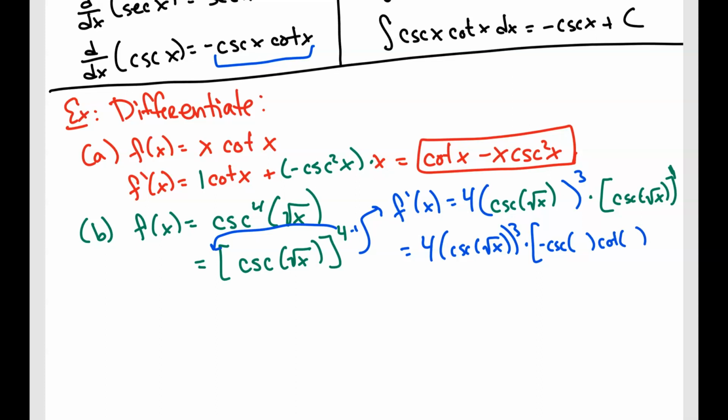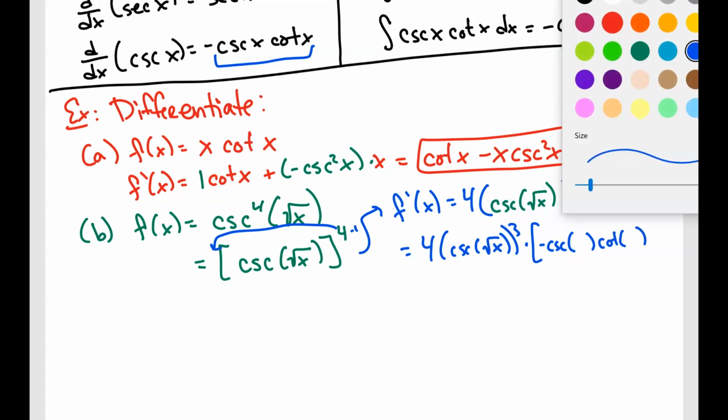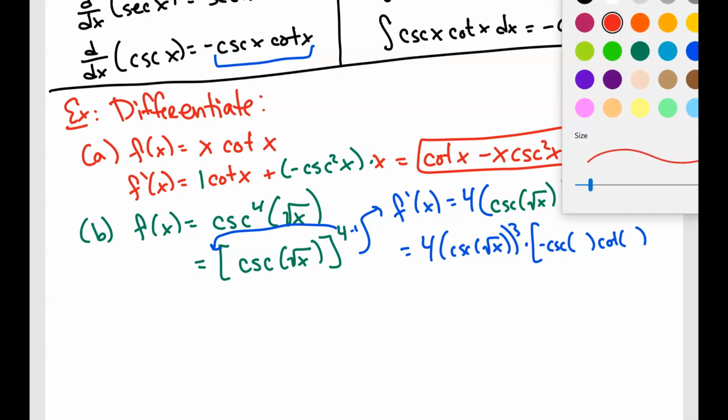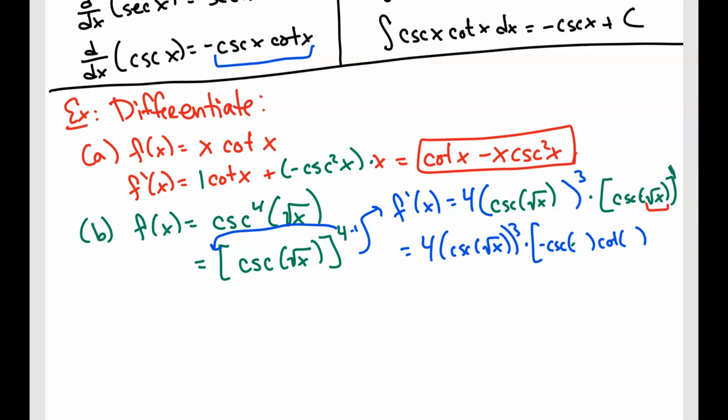Now notice what is inside of the cosecant and the cotangent. Inside of the cosecant and cotangent is going to be whatever's inside of the original cosecant. In this case, it's going to be square root of x. So it would have been x and x if there was an x here. But in this case, there's a square root of x, so we're going to write square root of x in there. And finally, times the derivative of square root of x.